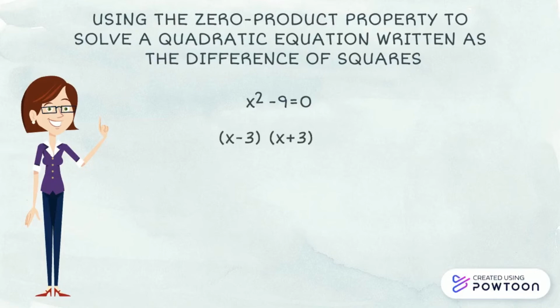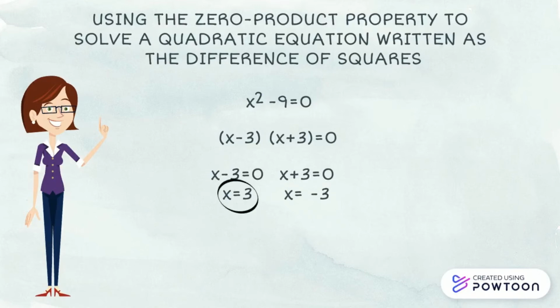So x minus 3 times x plus 3 equals 0. X minus 3 equals 0. The answer is x equals positive 3. And x plus 3 equals 0. And the answer is x equals negative 3. So the solutions are x equals 3 and x equals negative 3.